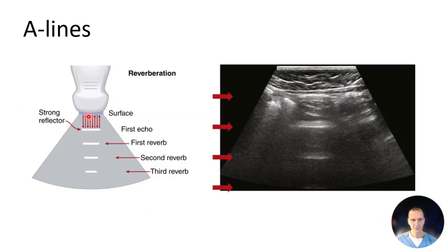And here's a nice illustration of what creates the A line. The sound waves go back, they keep on traveling back and forth and kind of fading out over time. So you'll see that here. These are the A lines.